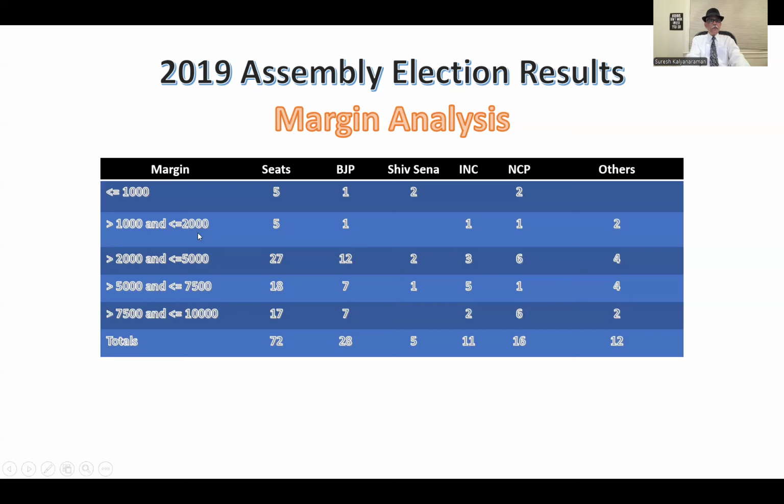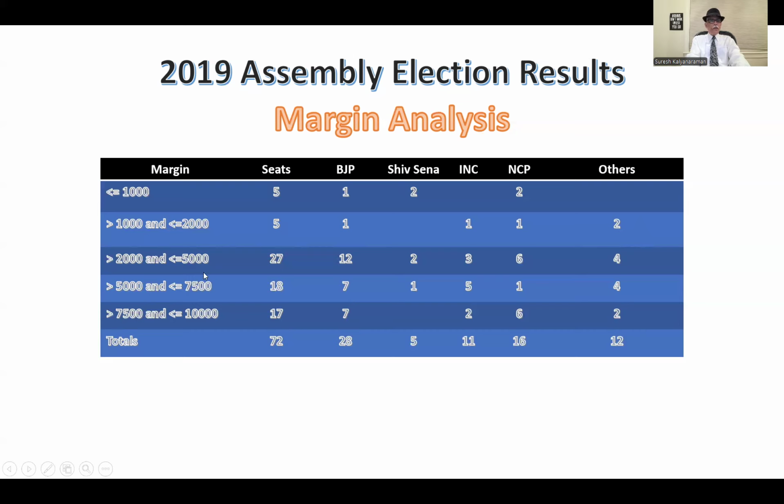Coming down the list, if you look at the next line, between 1,000 and 2,000 votes, there were 5 seats. BJP won one of them, Congress won one, and NCP won one, and then there were 2 seats that were won by others. In others, I've included parties like MNS, AIMIM, and all those other smaller parties.